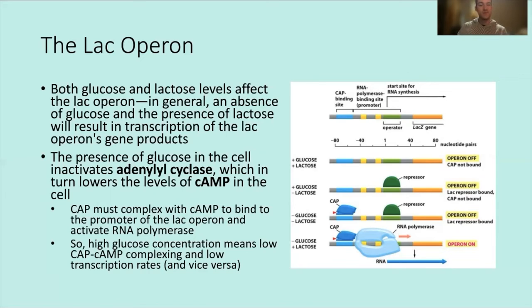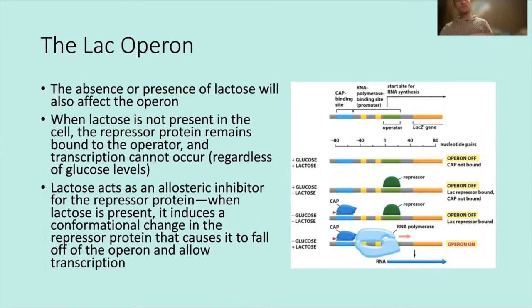In this case, though, CAP that we were just talking about actually forms a complex with cAMP to bind to the promoter of the Lac operon and activate RNA polymerase. So that's how the RNA polymerase is activated. So high glucose concentration means low CAP-cAMP complexing and low transcription rates, and vice versa. If we have low glucose concentration, we're going to have higher CAP-cAMP complexing, and then we're going to have higher transcription rates. So the absence or presence of lactose will also affect the operon.